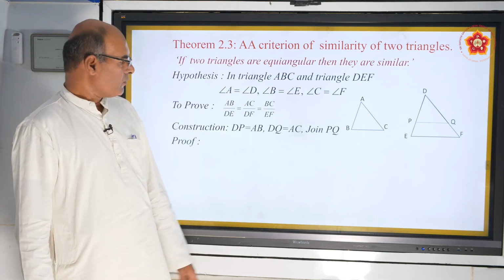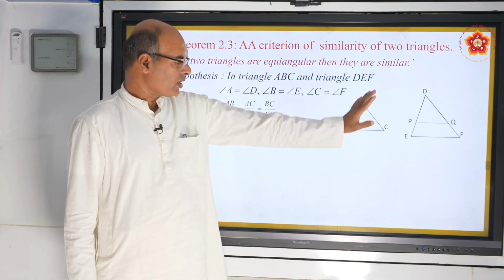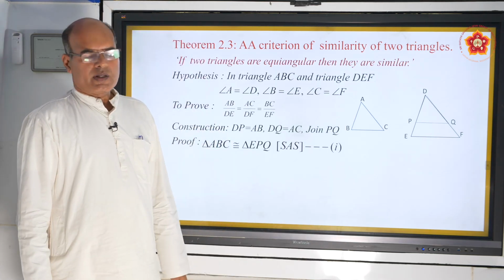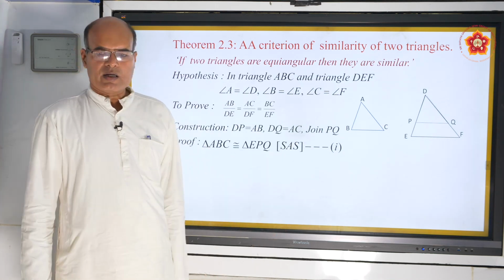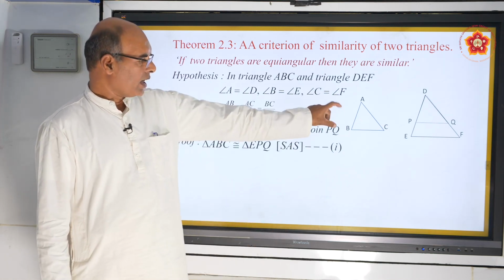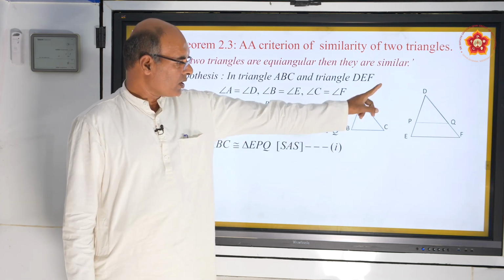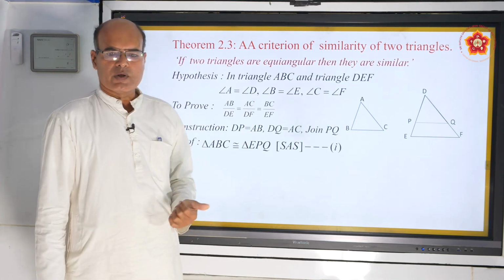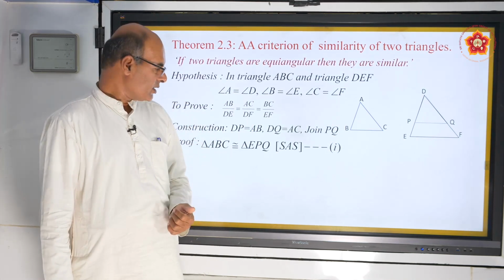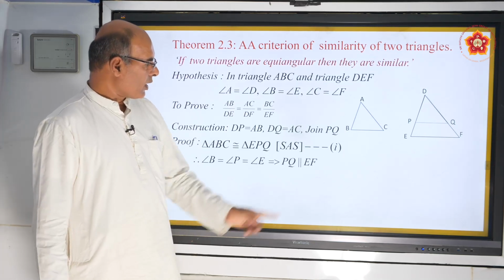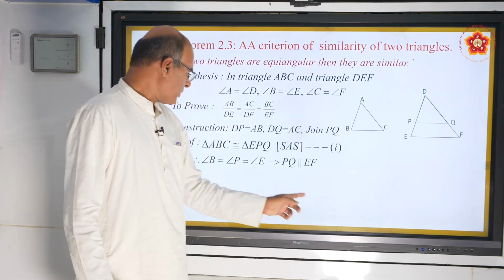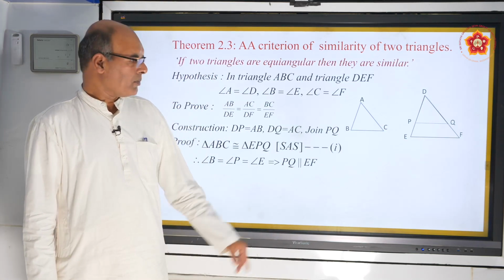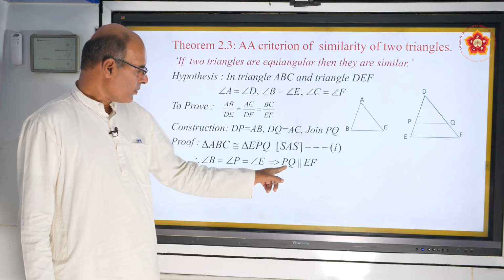Proof. First, prove that triangle ABC is congruent to triangle DPQ. They are congruent because of the SAS criterion of congruency of triangles. AB is equal to DP, AC is equal to DQ, and angle A is equal to angle D. It is here in the given data, the hypothesis. We assumed it. So therefore, angle B is equal to angle P and BC is equal to PQ. That implies angle P is equal to E. That implies PQ is parallel to EF.